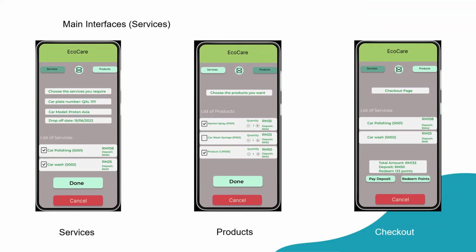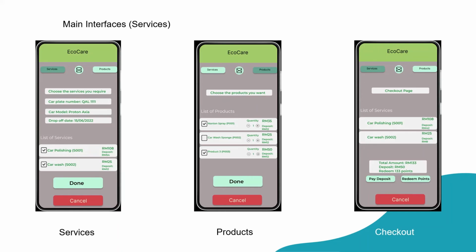Next is the main interfaces. So this is the main function of EcoCare, which is the automation of business process. The customer can select the services on the services page. So they select the services for their car by entering the car plate number, car model, and drop-off date before pressing the checkbox to select the services. Next, for the products page, the products that they want can be selected by ticking the checkbox and entering the quantity of the products by pressing on the icons or directly entering the amount through the keyboard of the phone before proceeding to checkout by pressing the done button.